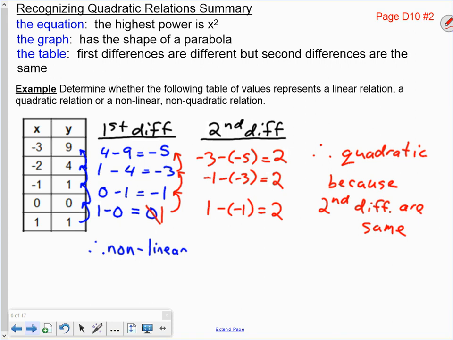Okay, and that's it for now. In the second part of this video, we'll take a look at some of the key features of those parabolas that make up the graphs of our quadratic relations.